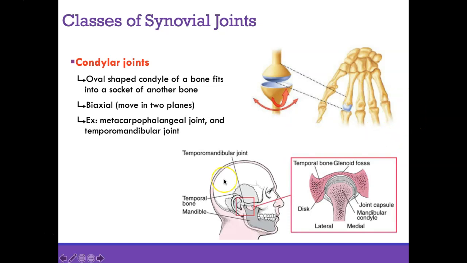Another example of a condylar joint is the TMJ, the temporomandibular joint, and that's when you open and close your jaw. I should do that now. If you zoomed in, there is a mandibular condyle of your mandible. You know what that is now. The mandibular condyle is an oval-shaped part of the bone that fits into the socket of the temporal bone. So that's why it's called the temporomandibular joint, and that's an example of a condylar joint.